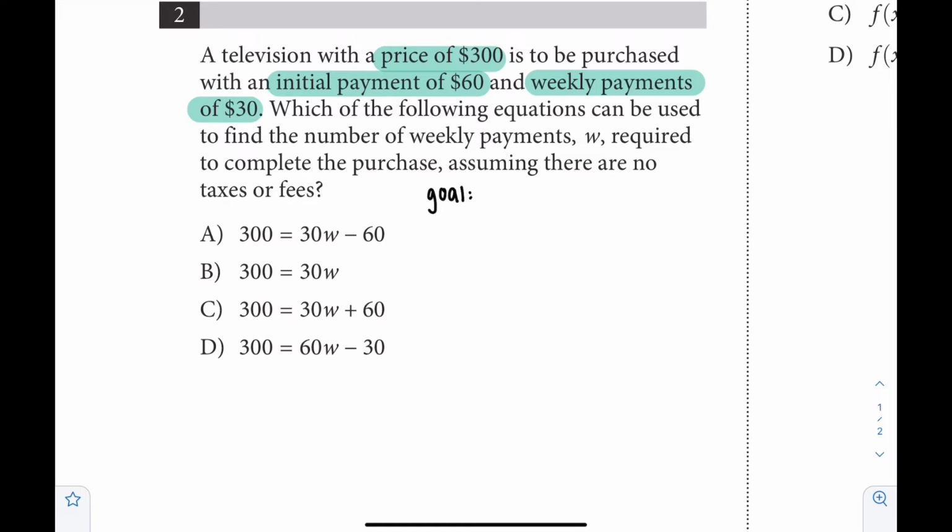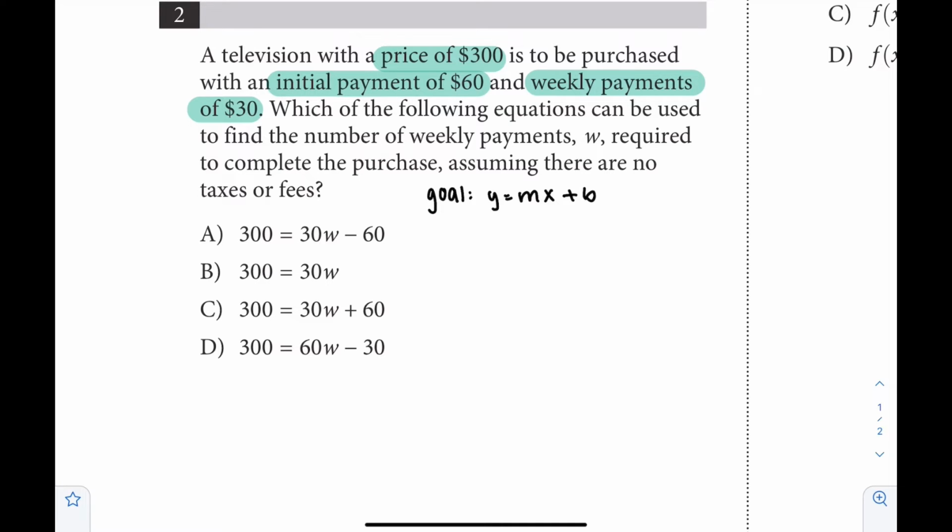They want to know an equation that can help us find the number of weekly payments. And essentially, this is going to be a linear equation, or if you're familiar with y equals mx plus b, it's going to be this format equation. And the reason I know this is because we're given 3 pieces of information that satisfy what this equation has.